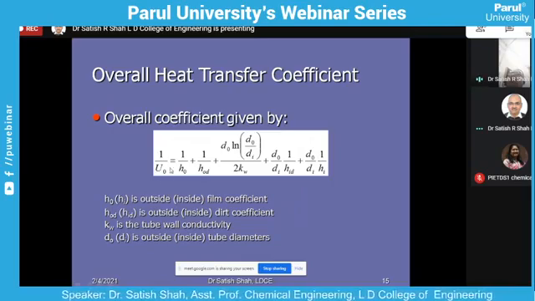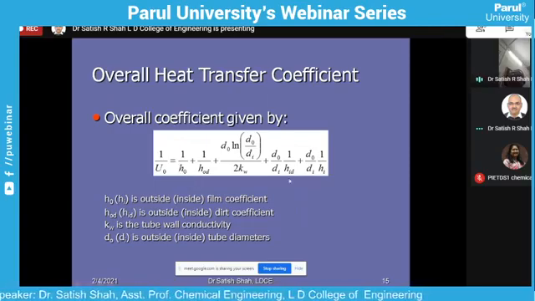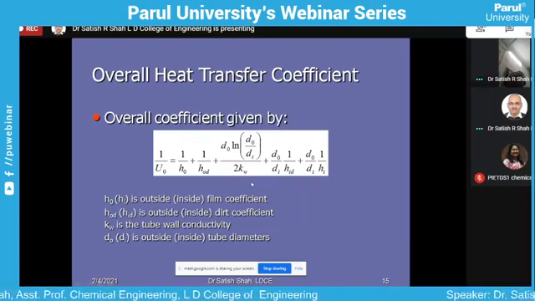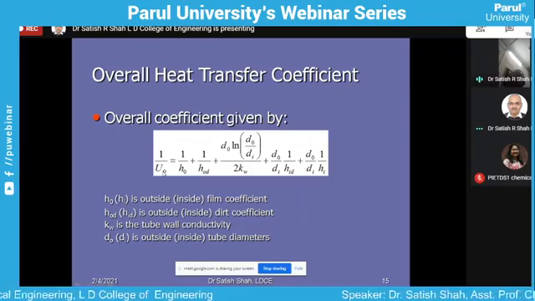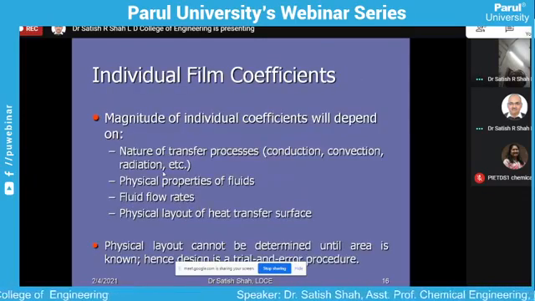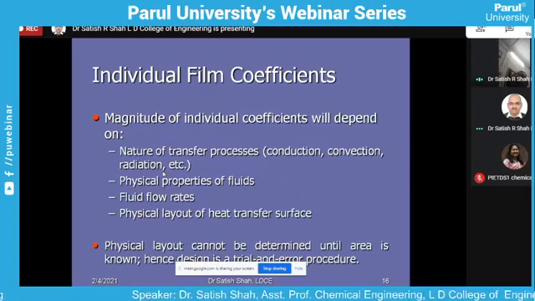So see, if you want to know Uo, the overall heat transfer coefficient, you should calculate ho, you should calculate hi, and you should know the value of hod, hid, and kw. All right. So if you know all these things, you can calculate the overall heat transfer coefficient, and after that you will calculate the area required. Okay, because our formula is Q is equal to UA delta Tm. Now see, I told you that we have ho and hi. They are known as the individual film coefficients.